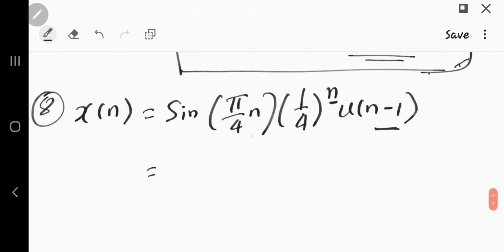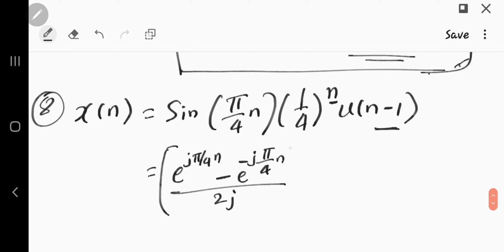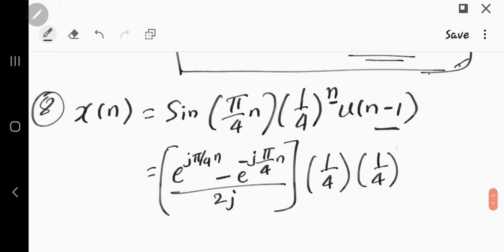So e sine pi by 4 n is there, so that gives us e power j pi by 4 n minus e power minus j pi by 4 n divided by 2j. So this is the form, and (1 by 4)^(n minus 1) is there, so the power will be n minus 1, u of n minus 1. So this is the signal here, u of n minus 1.